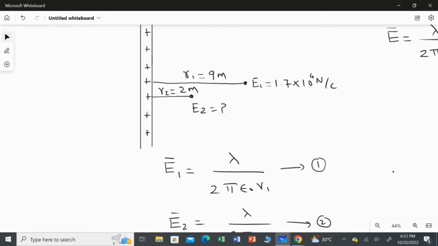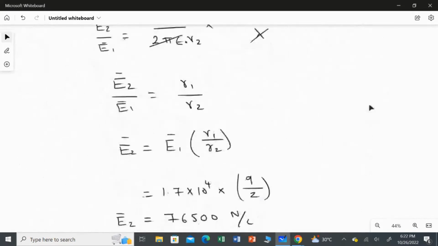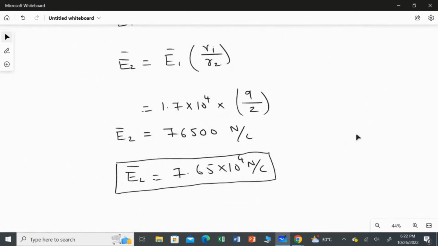But for the distance of E2, what value we got here? We got the value of 7.65 multiplied by 10 to the power of 4 Newton per coulomb. See the value. It's a very big value. Am I right? So that means whenever the distance reduces, the field strength will be greater. It's exactly proved in this question. When we work out with the formula, we exactly prove that when the distance is smaller, the field strength will be greater. Clear? So this is the answer for the first question. Now we have to go for the second question.